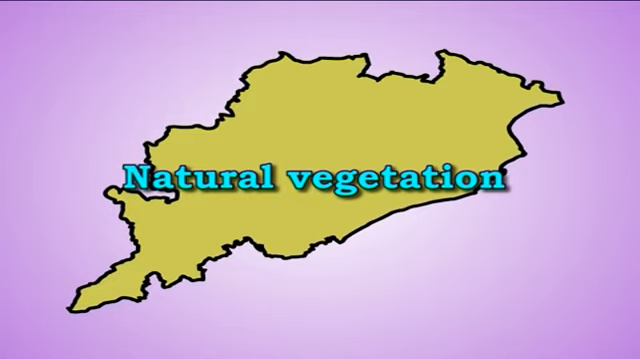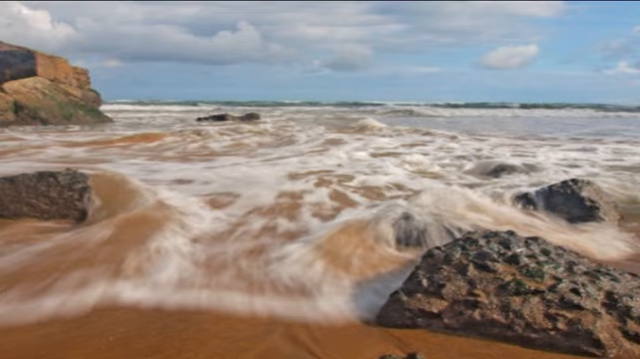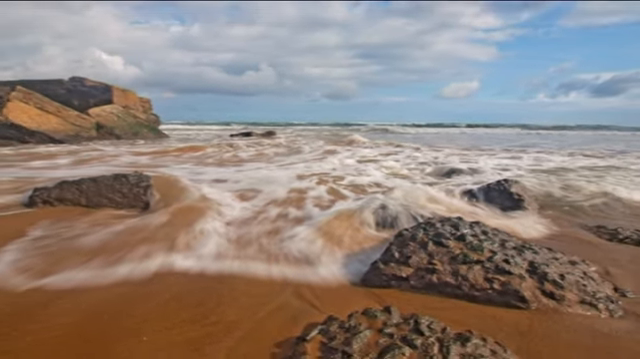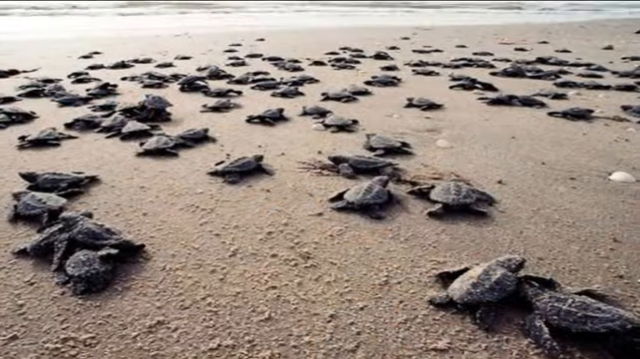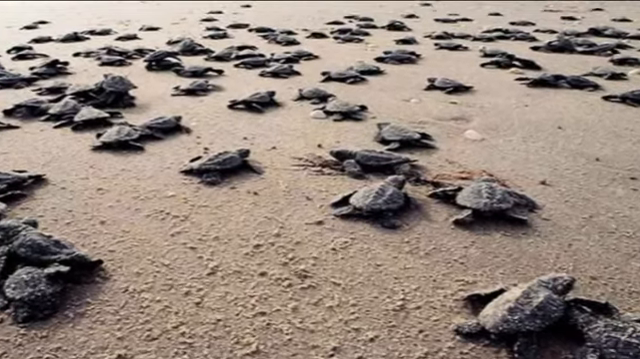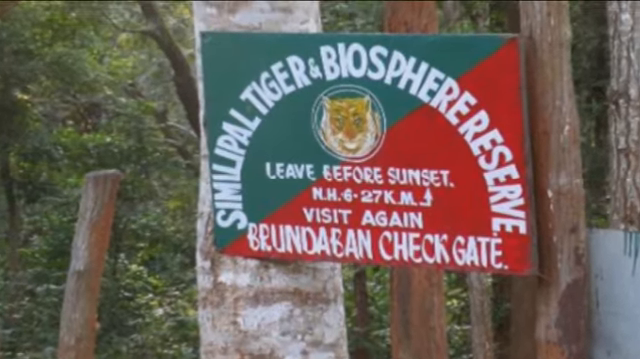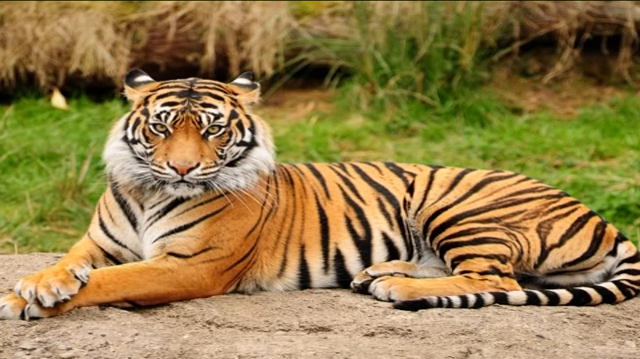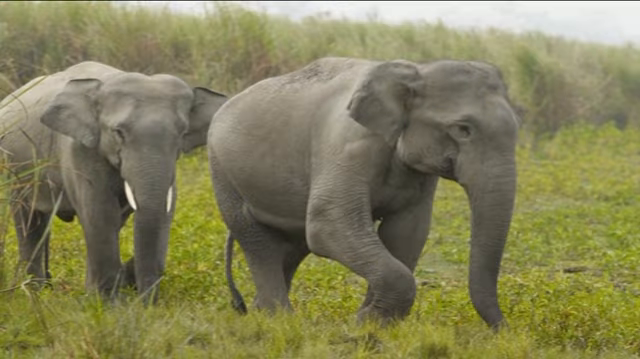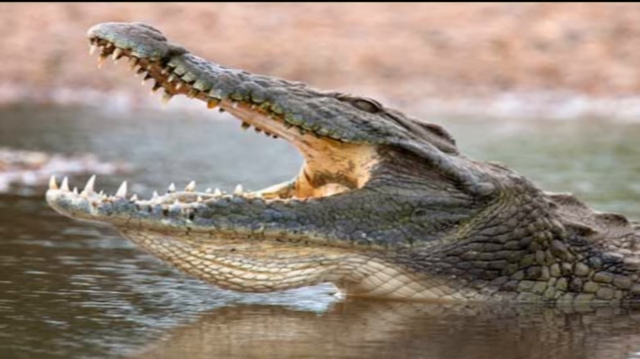Coming to the natural vegetation. Coastline of Odisha is one of the nesting grounds for olive ridley sea turtles, one of the endangered species of reptiles. Odisha houses a vast expanse of unspoiled green meadows and forest covers. The Simlipal National Park is a huge tiger reserve protecting tigers, elephants and other wild creatures. The Bhitarkanika Wildlife Sanctuary protects estuarine crocodiles.